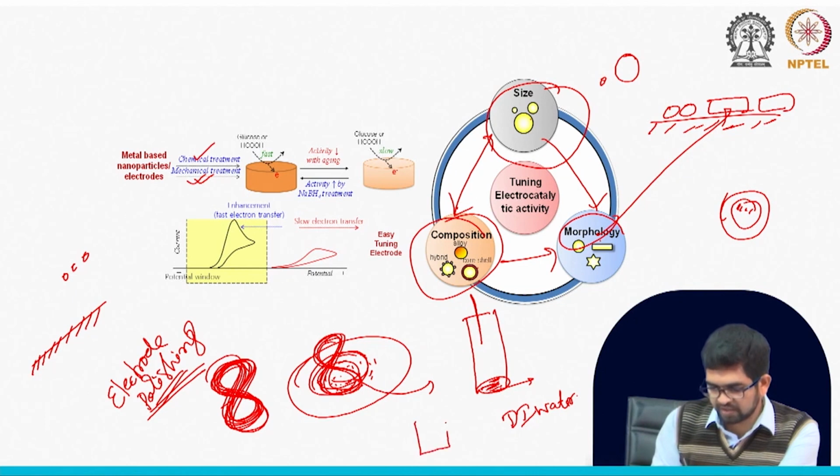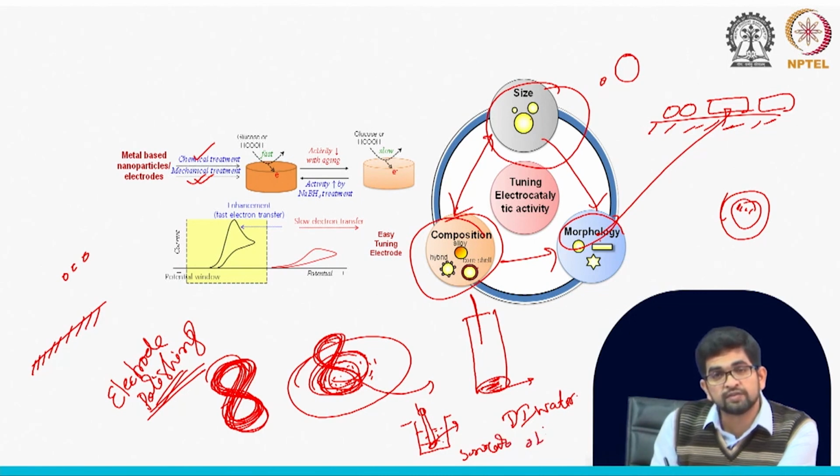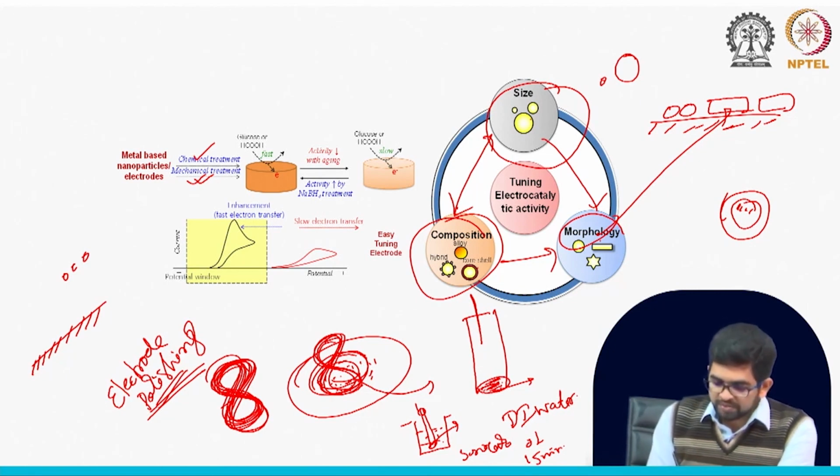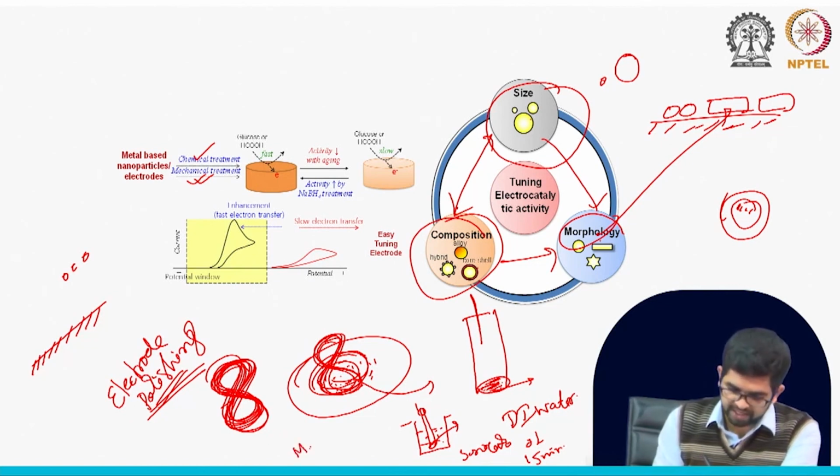and then in a small beaker take a few ml DI water, keep your disc electrode and sonicate it for maybe 15 minutes. If any alumina powder is attached, it will be removed from the surface. Okay, this is called the mechanical polishing, electrode polishing. So this is mechanical treatment or mechanical polishing.